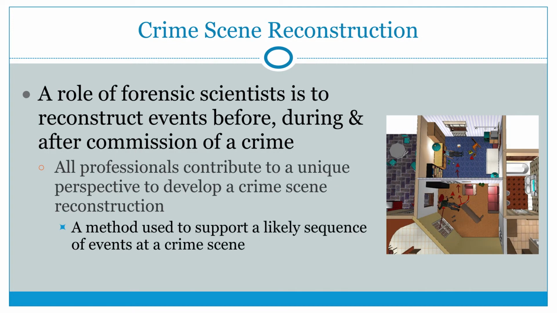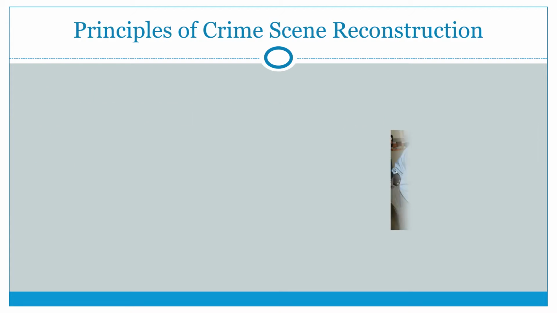The role of a forensic scientist is also to reconstruct events before, during, and after the commission of a crime. All professionals associated with the investigation contribute a unique perspective in order to develop a crime scene reconstruction. A reconstruction is a method used to support a likely sequence of events at a crime scene. These can be key when a case goes to trial, in helping the jurors determine what actually took place during the process.